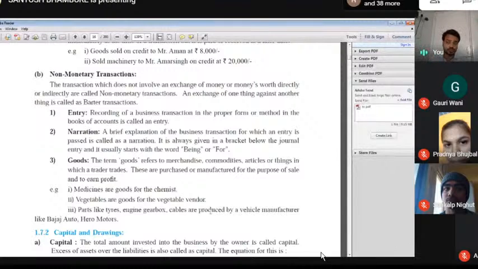So that is our first point. Entry means recording of business transactions in a systematic way. First of all, recording any business transaction in a systematic way, that's what we call entry. Everyone understand entry? Yes, sir. Okay. Then transaction, monetary transaction, non-monetary transaction, cash transaction, credit transaction. Anyone any doubt about any points?